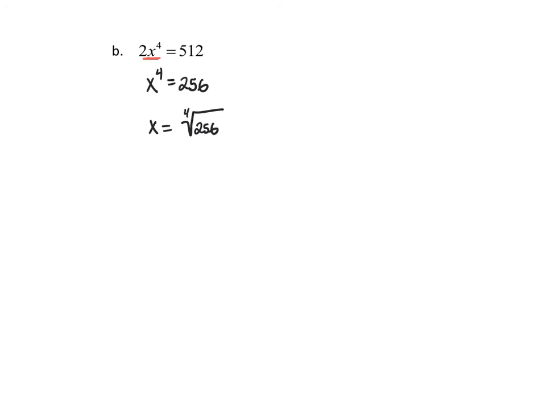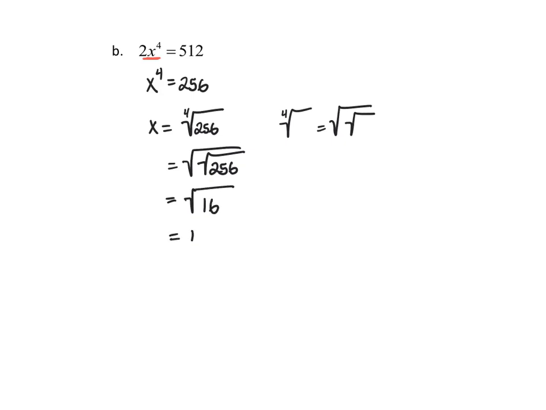A nice handy trick is that a 4th root is equivalent to a square root of a square root. So if you want to make it a little bit easier, do the square root of the square root of 256. So the square root of 16 and the square root of 16 is 4. And we can go ahead and check that if we do 2 times 4 to the 4th, do I get 256? And I do indeed get the correct answer, so our solution set is 4.